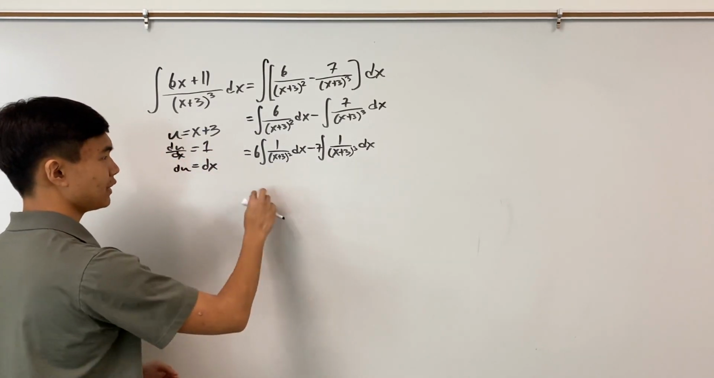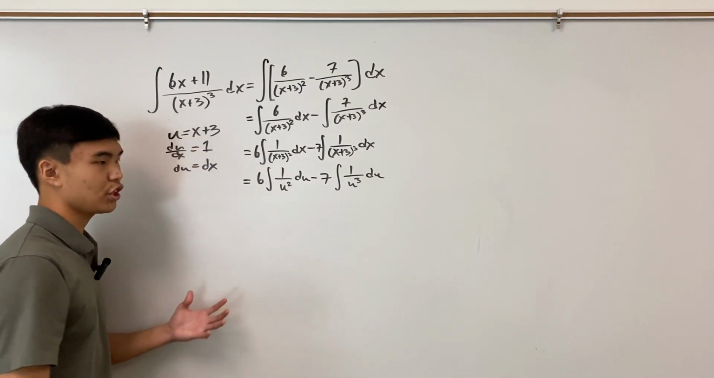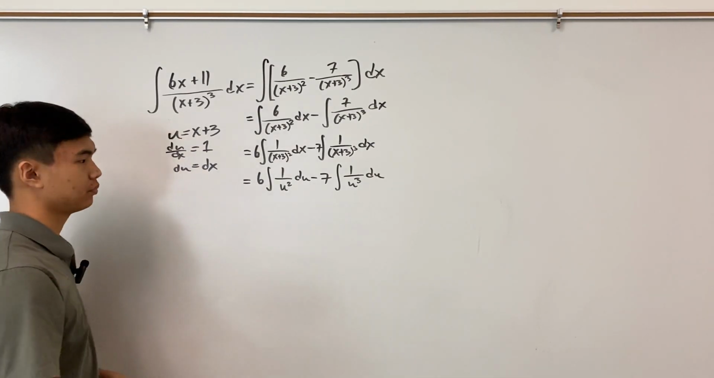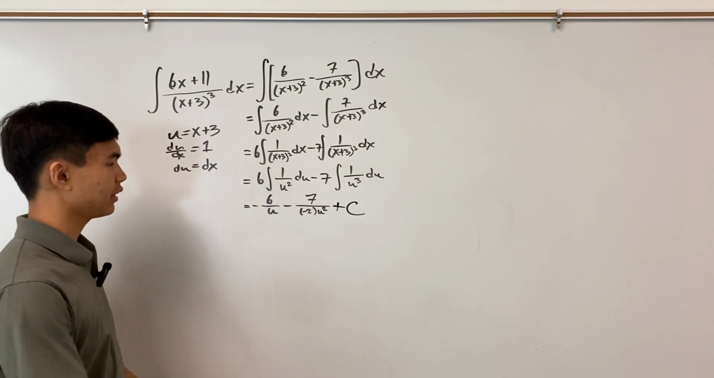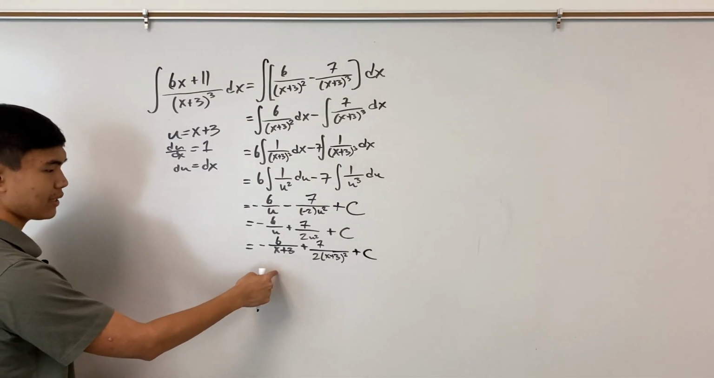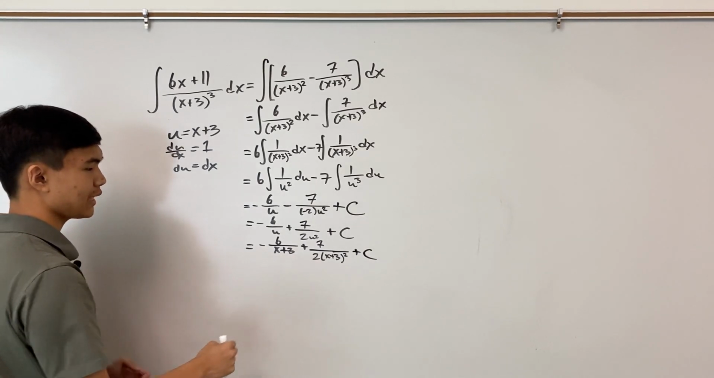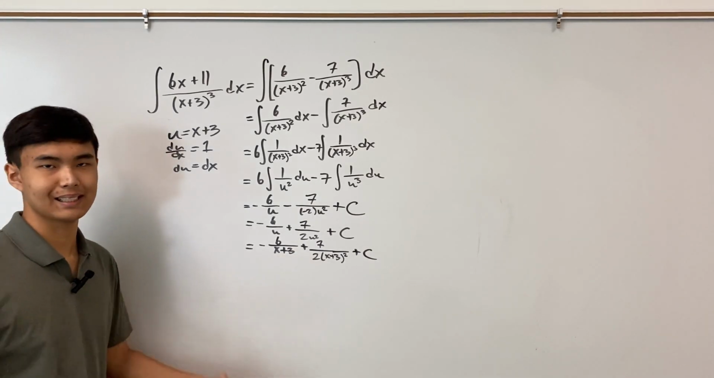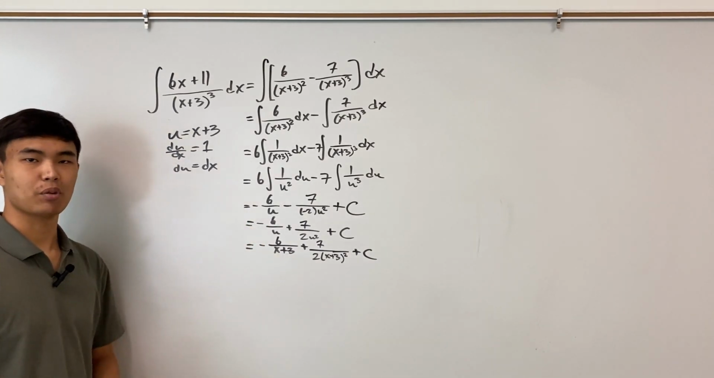So when I make this substitution here, I get this, which I can just solve using the power rule. And this is the result after integrating. And then we can simplify to -6 over x plus 3 plus 7 over 2 times x plus 3 squared plus c. And that's how you integrate with partial fractions.